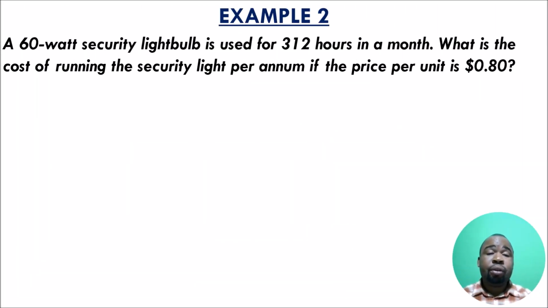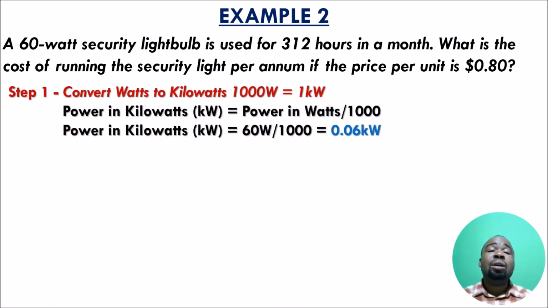You are welcome back. Now, let's dive into the solution for example 2. Step number 1, we said the first thing is to convert the 60 watts to kilowatts because we're dealing with kilowatt hours. We want all the power rating to be in kilowatts. How do we convert 60 watts to kilowatts? Divide 60 by 1,000. So this is the power rating in kilowatts.